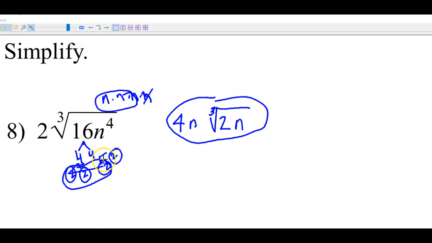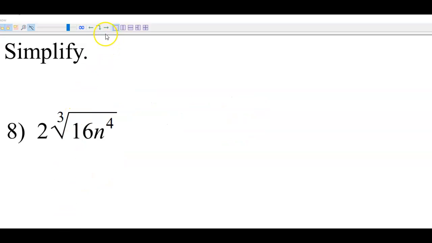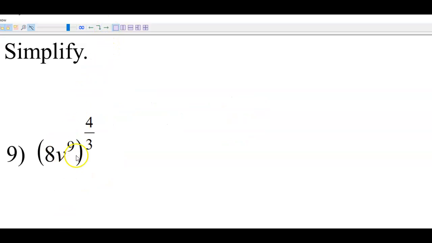Okay, so the part that will be new today, let's go ahead and take a look at that. It will look like this. So I have 8v to the 9th, and 8v to the 9th is raised to the 4/3 power. So notice here I'm asked to simplify. I'm not just changing forms here, although I will change forms in order to help me along. But I actually need to simplify this down now as much as possible. So the first thing I'm going to do, my first step, is to change to radical form.